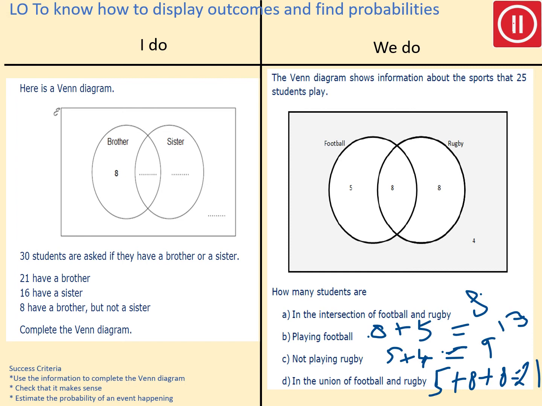Students that don't play rugby, we've got 5 that are only playing football and 4 that don't play football or rugby. So 5 plus 4 is 9. And finally, students that play football and rugby, 5 plus 8 plus 8, which is 21. Let's have a go at the next question.